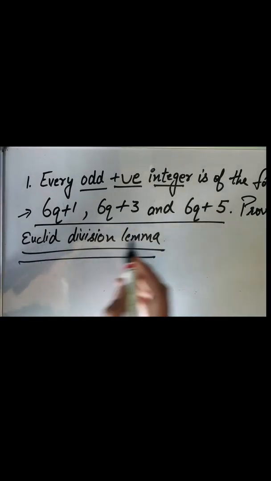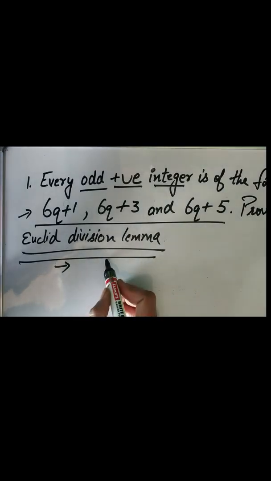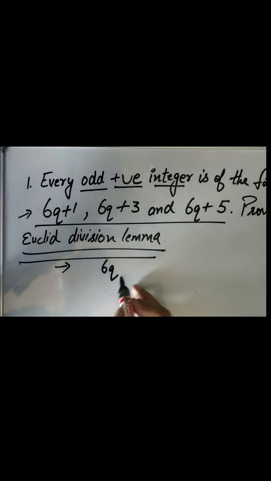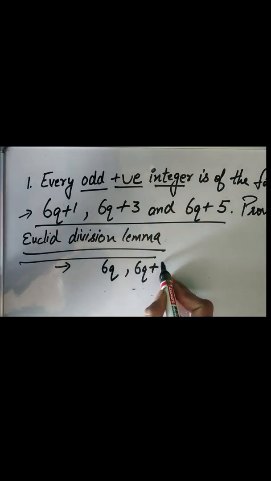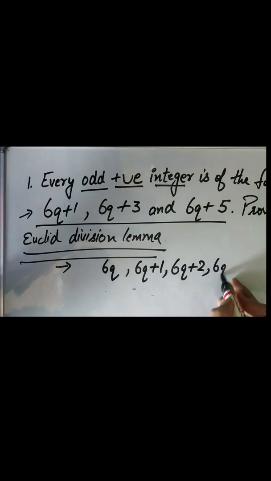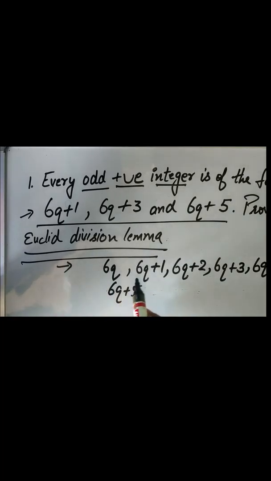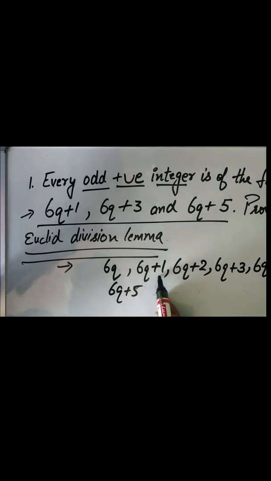No? As per Euclid division lemma, when any number is divided by 6, what are the possible expressions? Either the number will be fully divisible by 6, so of the form 6q, or it will leave remainder 1 or remainder 2 or 3, okay, or 4 or 5. Okay, so when divided by 6, these are the possible expressions for all the numbers. Number 1 comes here. When you divide 1 by 6, it will leave remainder 1.